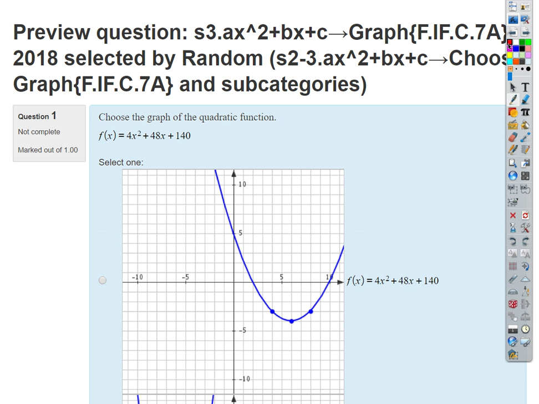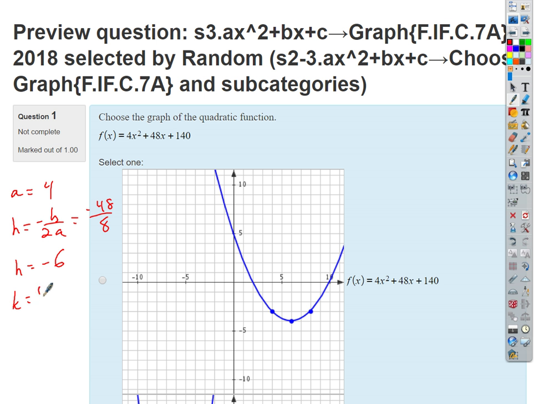Well, what's A? 4, right? Because it's already in ax squared plus bx plus c form. So we can see right away that A equals 4. How do we calculate H? Negative b over 2a. So what's negative b? Negative 48. What's 2a? 8. So what's negative 48 divided by 8? Right? And then all I got to do to find k is plug that into the function.